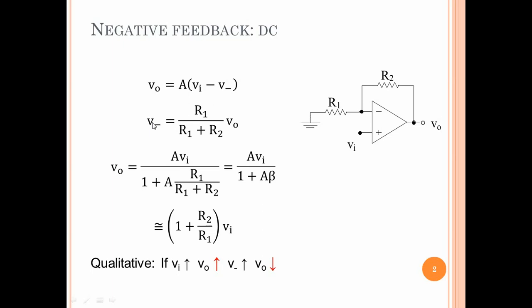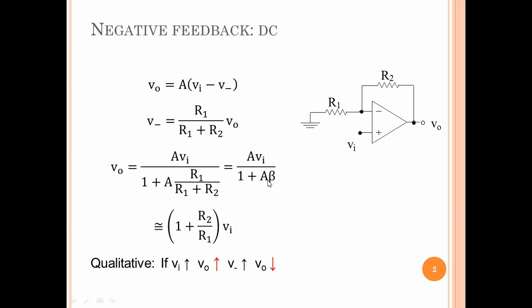So we put this V minus back into the first equation. So we'll get VO equal to AVI minus A into all this stuff. And then we take this whole term containing VO on the other side. And then we solve for VO. So we'll get VO equal to AVI over 1 plus A into R1 by R1 plus R2. And we can write this in a standard feedback form as A over 1 plus A beta, where beta therefore is R1 by R1 plus R2.